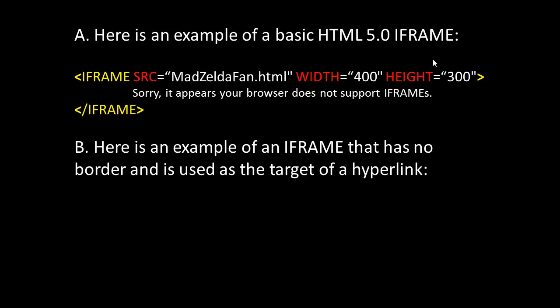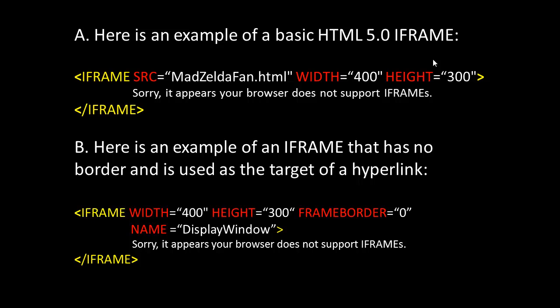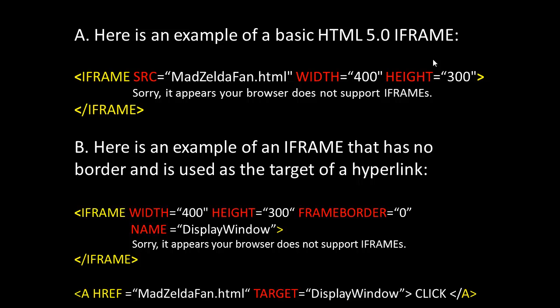Next, here's an example of an iframe that has no border and is used as the target of a hyperlink. In order to create this, first we add the opening iframe tag. We'll specify the width and height and no border by setting frameborder to be 0. Finally, we have to give it a name, in this case display window, so that we can later reference it from a hyperlink. Now we'll add some text in case a user browses the page with a browser that does not support iframes, and a closing iframe tag. Finally, we have to construct the hyperlink, and in this case we're going to write a href mad_zelda_fan.html. We're going to specify the target as the iframe with the name display window that we previously coded.